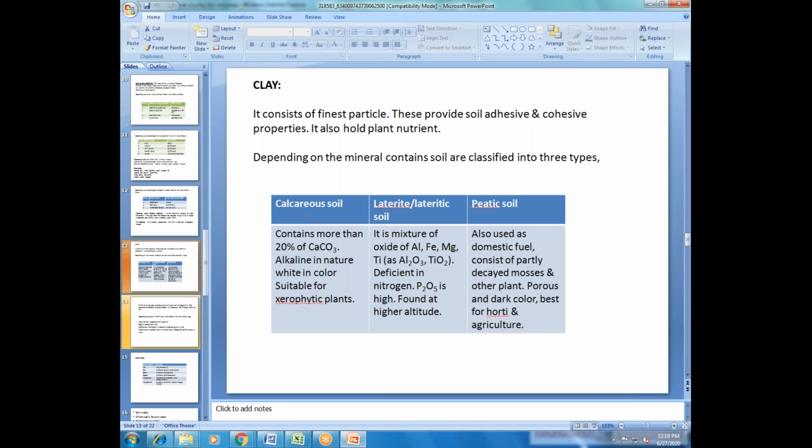Laterite, you can see it contains all the minerals, especially the iron and the aluminum. Apart from that, it also contains magnesium. Laterite soil is usually found in higher altitudes, and the calcareous soil, you can see it is calcium carbonate, white in color, and especially for xerophytic plants, it is good for aloe vera. All this.